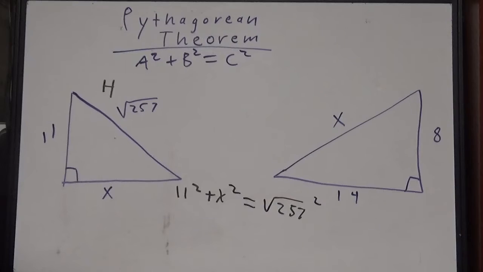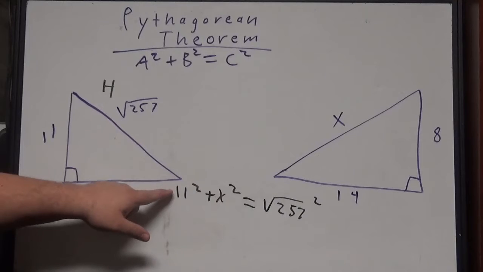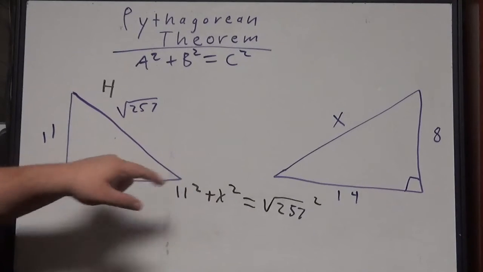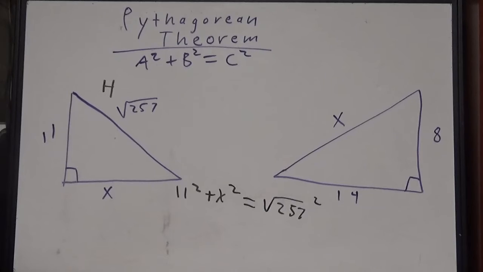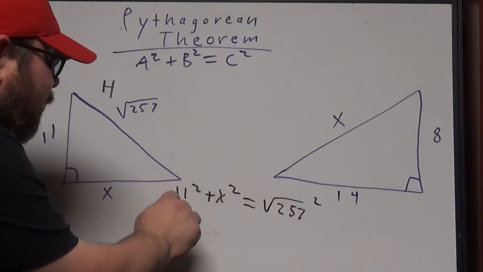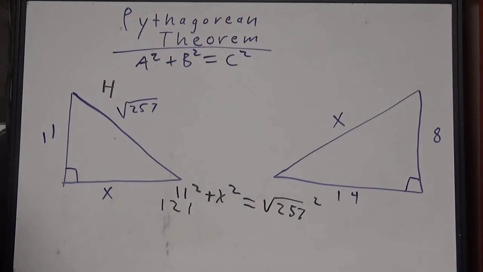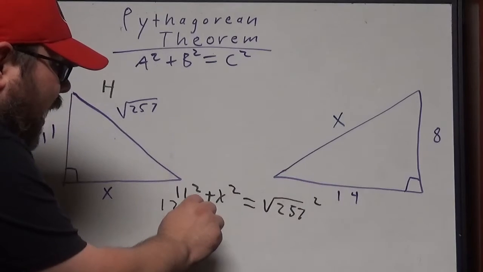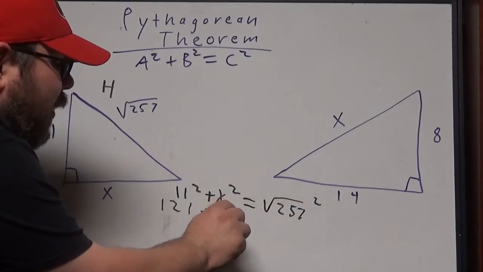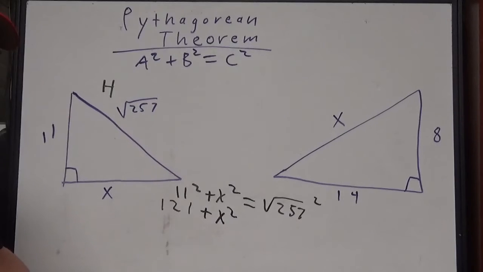Now, this is a pretty simple equation. The first thing I'm going to do is simplify. 11 squared, 11 times 11, equals 121. So I'm going to rewrite it as 121. Use a calculator if you need to on this. Plus x squared. X squared, of course, I can't do anything to. We don't know what x equals, so I'm just still going to say x squared.